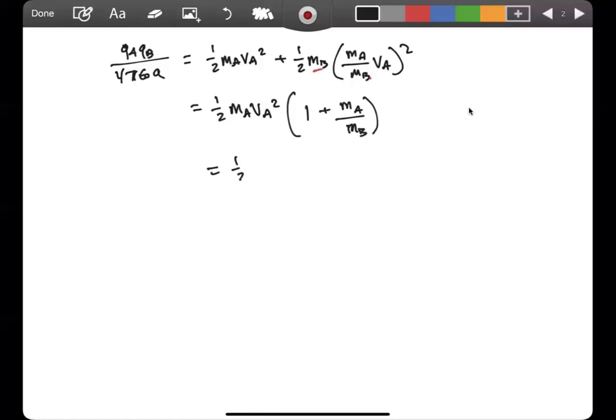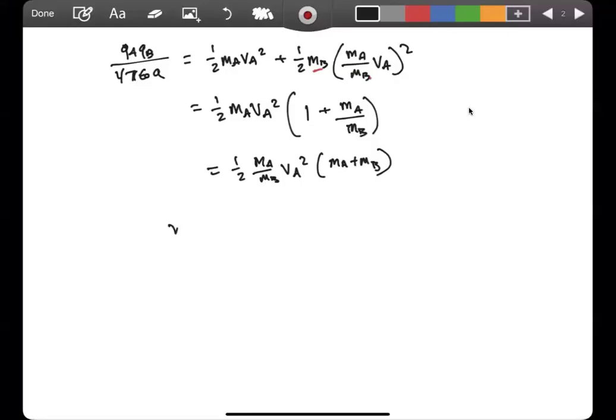So I'm going to get a 1/2 ratio of the mass of MA to MB times the velocity VA squared times MA plus MB. So good. From here, I'm simply going to solve this for VA. I'm going to multiply both sides by 2MB, divide by MA times the sum of those two masses. So let's do that.